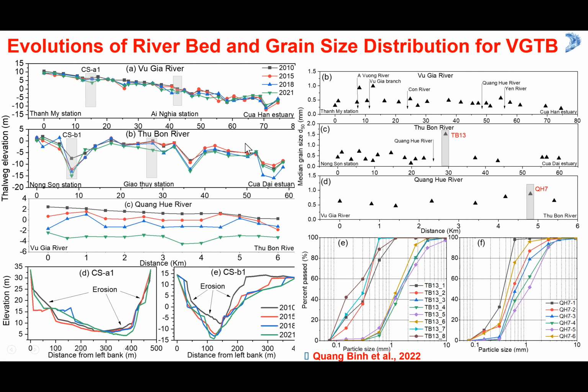These are some of our results, where we collected bathymetry along the two rivers, Vu Gia and Thu Bon River, and you can see that the riverbed is really getting more narrow and deep with time. This is also due to many activities: sand mining and the dam impact. So here is also the grain size distribution in the one-way channel as well.